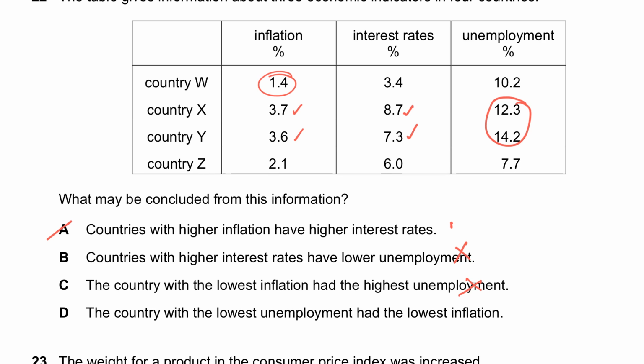And D says the country with the lowest unemployment had the lowest inflation. Lowest unemployment was happening for country Z, and they do not have the lowest inflation. In fact, lowest inflation was with country W. So A is the right answer. All of the other statements are wrong.